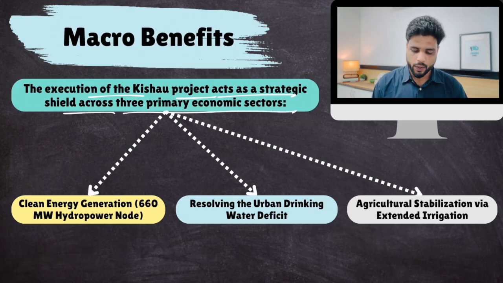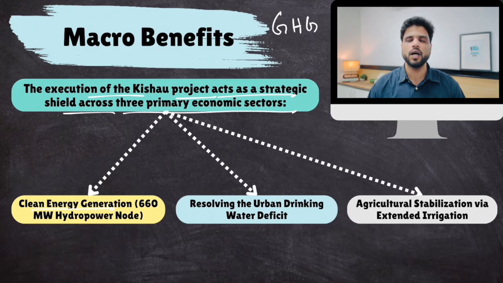First of all, it will generate clean energy. Okay, it will generate electricity, and that electricity does not emit any greenhouse gases. So good for India's net zero emission aim. Plus, it will generate around 660 megawatts of hydropower, which can be supplied to the northern electricity grid.